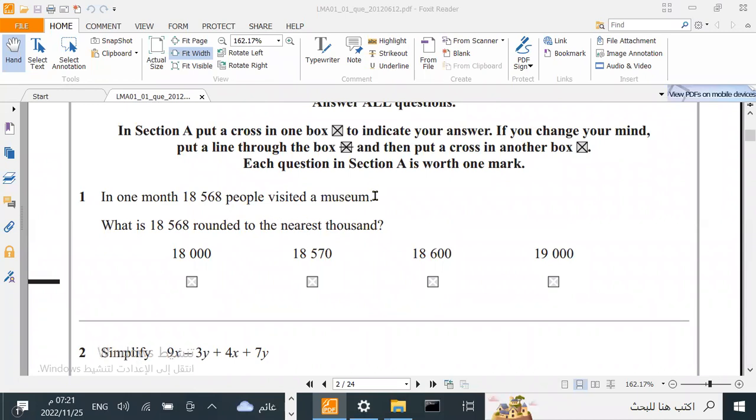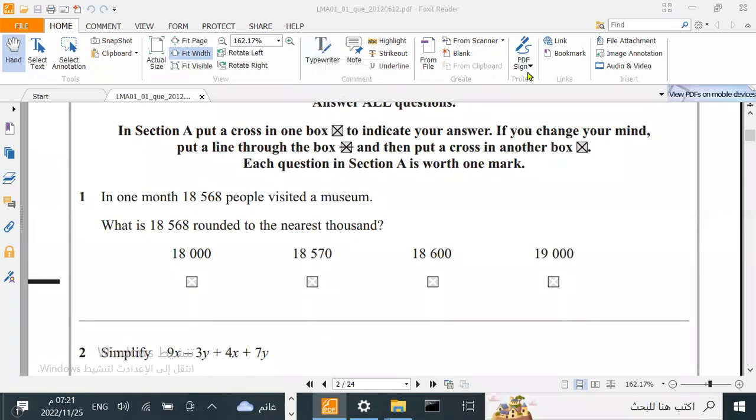First question. In 1 month, 18,568 people visited a museum. What is 18,568 rounded to the nearest thousand? My voice is clear, right? You have no problem with my voice. Yeah, we hear you. Good. So what is this rounded to the nearest thousand?